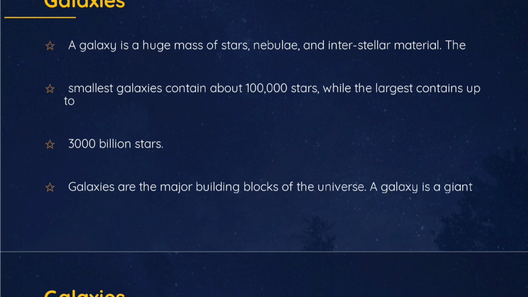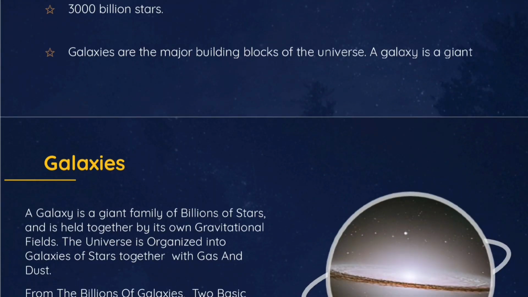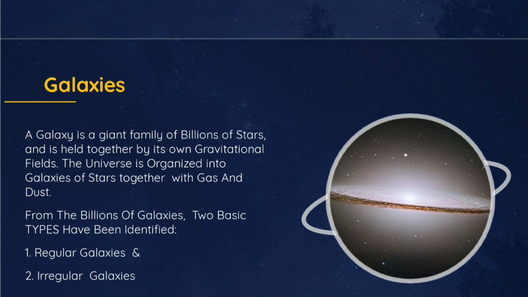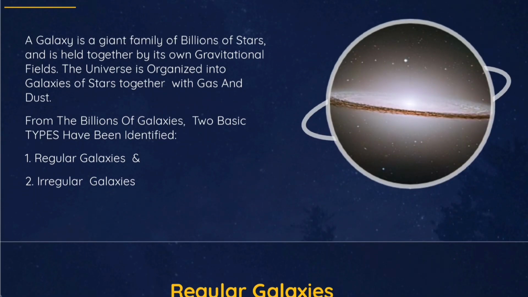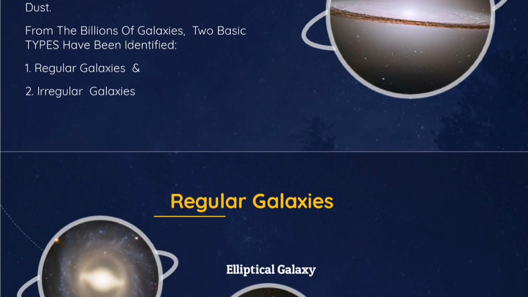A galaxy is a giant family of billions of stars, and it is held together by its own gravitational fields. The universe is organized into galaxies of stars together with gas and dust. From the billions of galaxies, two basic types have been identified: regular galaxies and irregular galaxies.